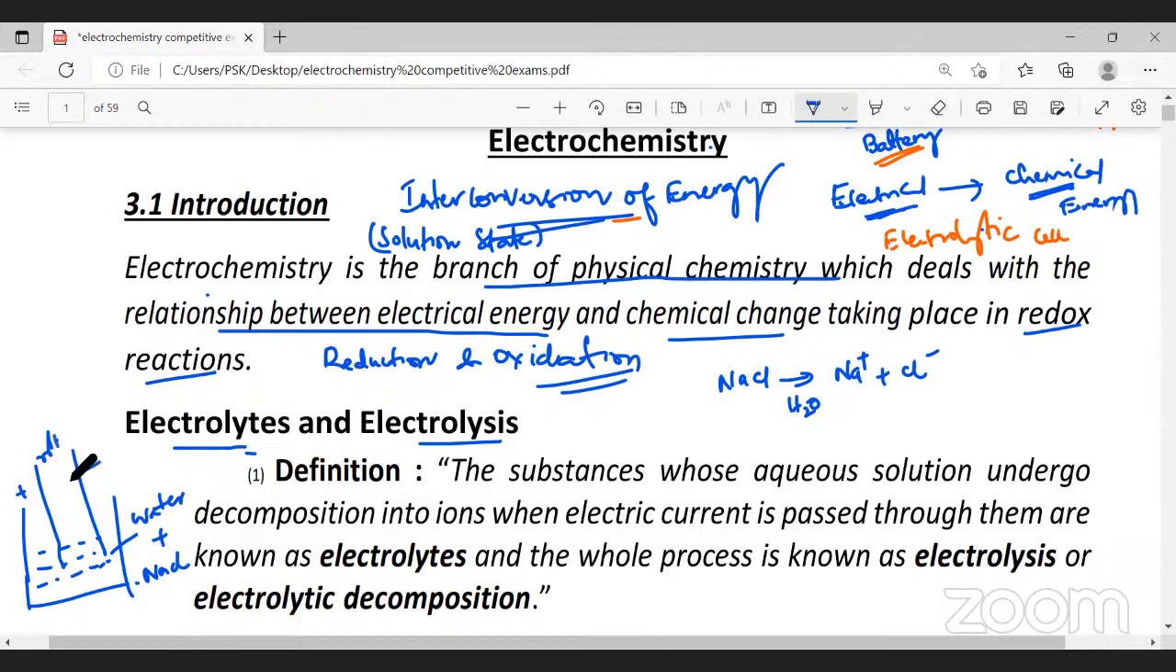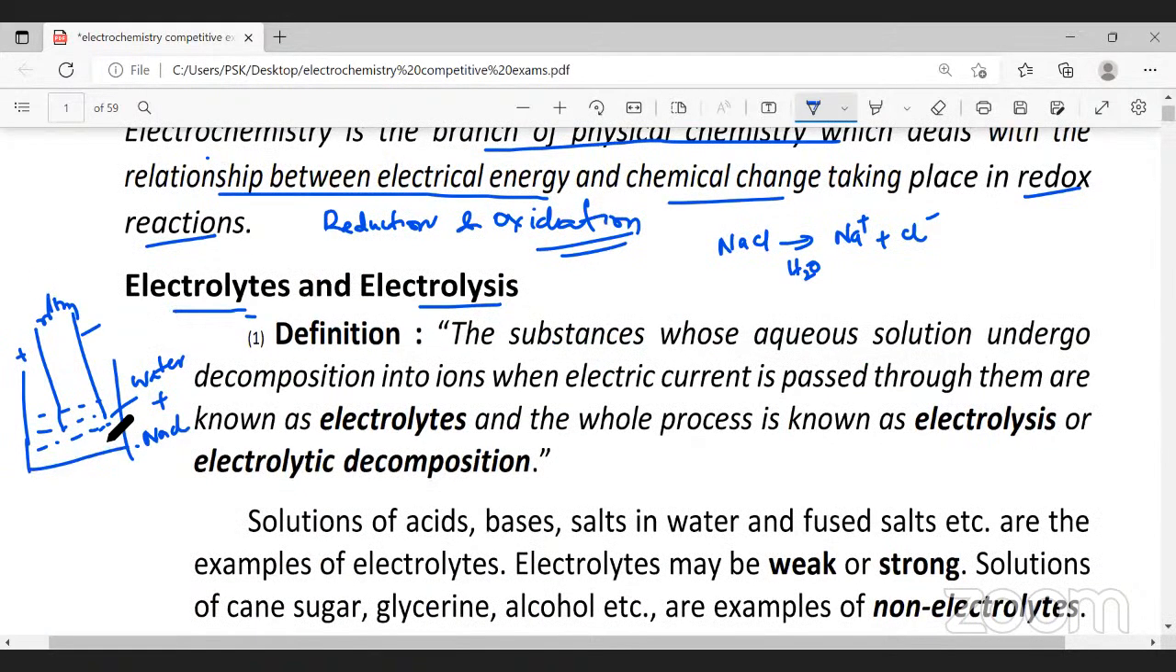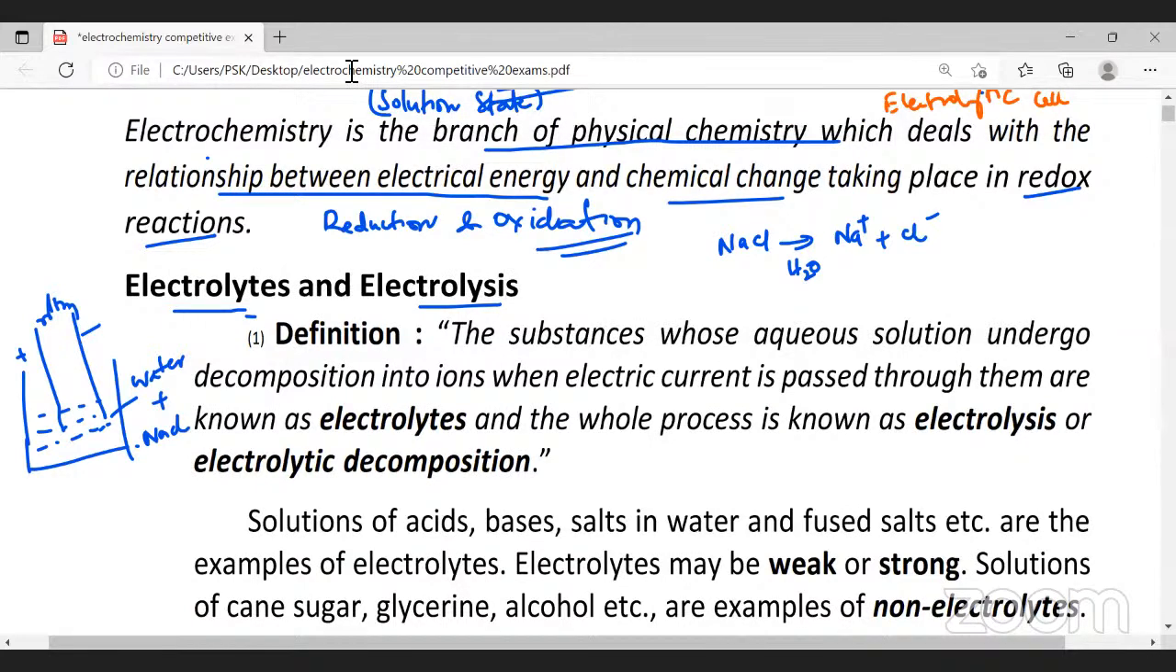Now I switch on the battery and ask you to place your hand into this container. What will happen if I ask you to place your hand into this solution? What do you expect to happen? Please tell me what will happen.